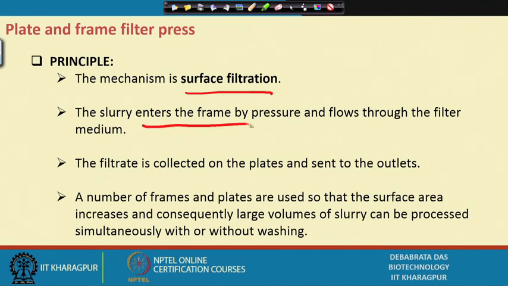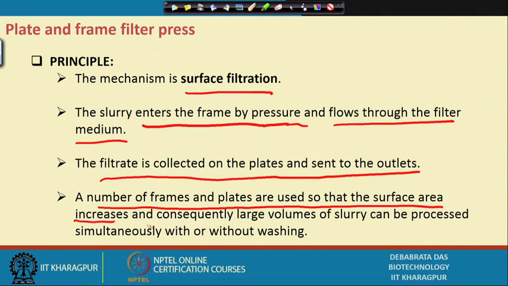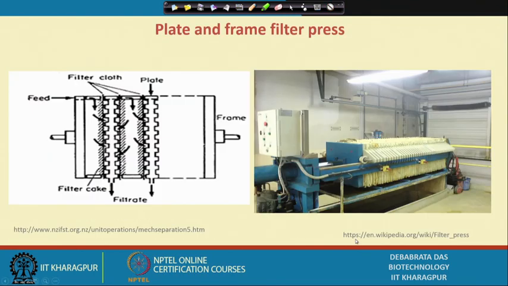The slurry enters the frame, I showed you, by pressure and flows through the filter media, and the filtrate is collected on the plates and sent to the outlet. The number of frames and plates are used so that the surface area increases, and consequently a large volume of slurry can be processed simultaneously with or without washing. This is the main purpose of this particular plate and frame filter press. This is how it looks.